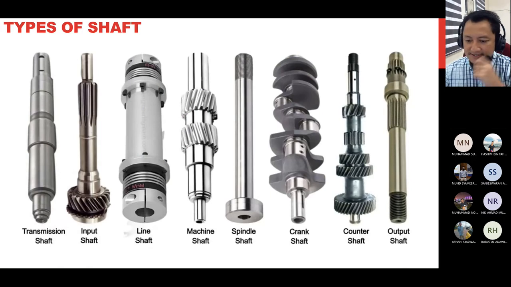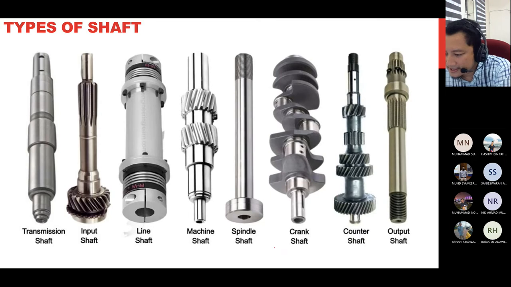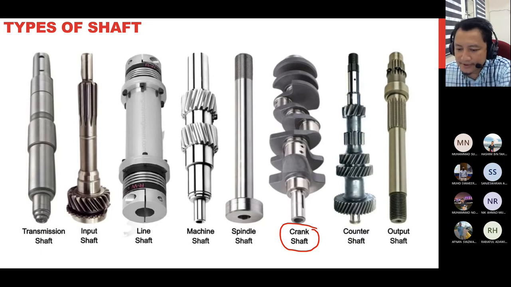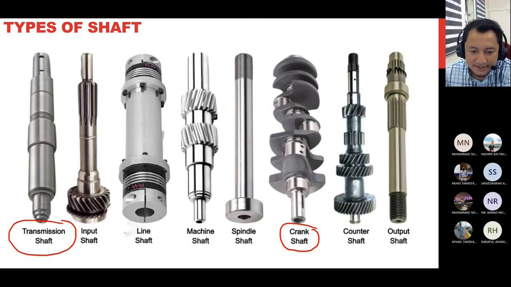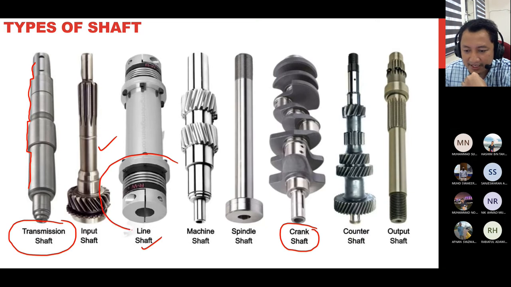So there are a lot of shafts that you can get from the industry. Something that you are used to most probably. This one, you've seen this before. This is a crankshaft. It's mounted inside an engine. You can look at transmission shaft. So most shafts are pretty much stepped. So there are a lot of steps and there are multiple diameters when you are designing this shaft. Input shaft, you've got a line shaft. This one is together with the coupling already.